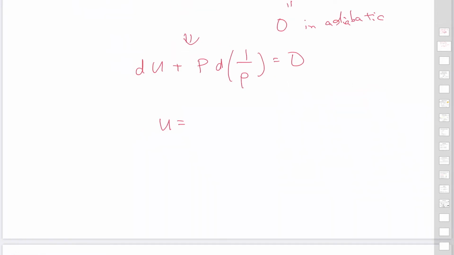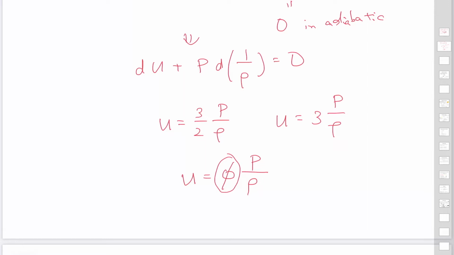The internal energy is expressed with p and rho. In the case of the non-relativistic gas, it is 3 over 2 p over rho. For the relativistic gas, U is expressed as 3 p over rho. So in general, we can express the internal energy as phi p over rho. By changing phi, you can express the internal energy for the non-relativistic gas, the relativistic gas, or photons. It is a single equation to describe the internal energies of both cases.